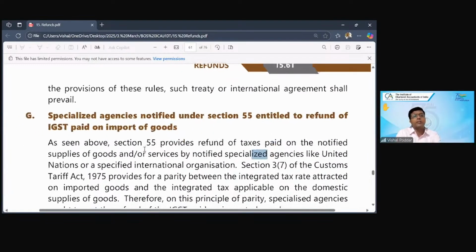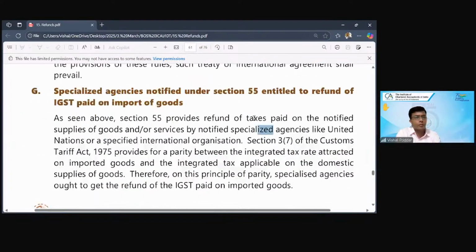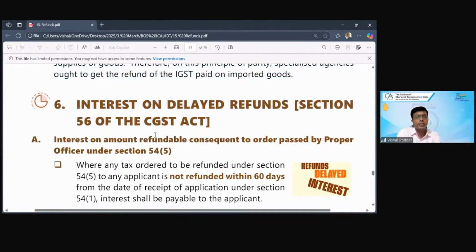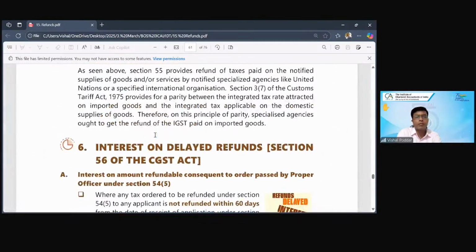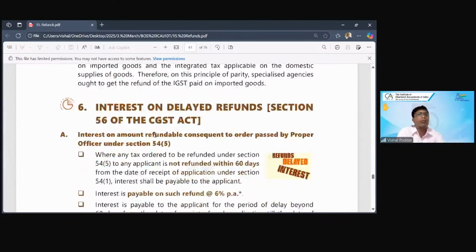Next, specialized agencies which are notified under Section 55, that is all these persons, are also entitled to refund of IGST paid on import of goods. So along with whatever local purchases you are making, if you are also importing goods, whatever IGST is paid on import of goods, they are eligible for refund of that also.